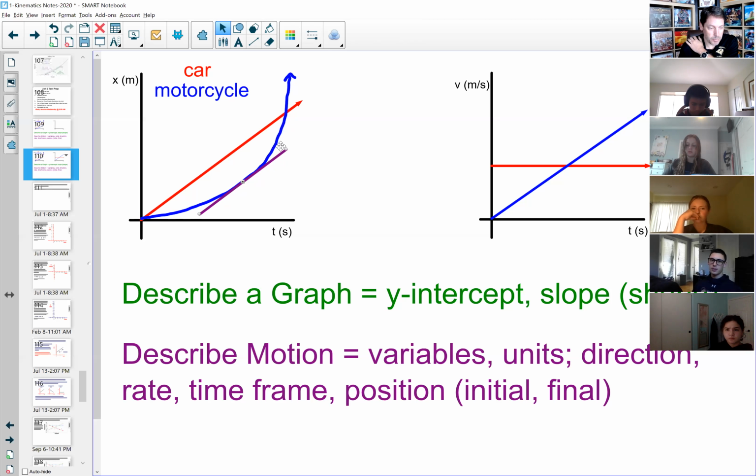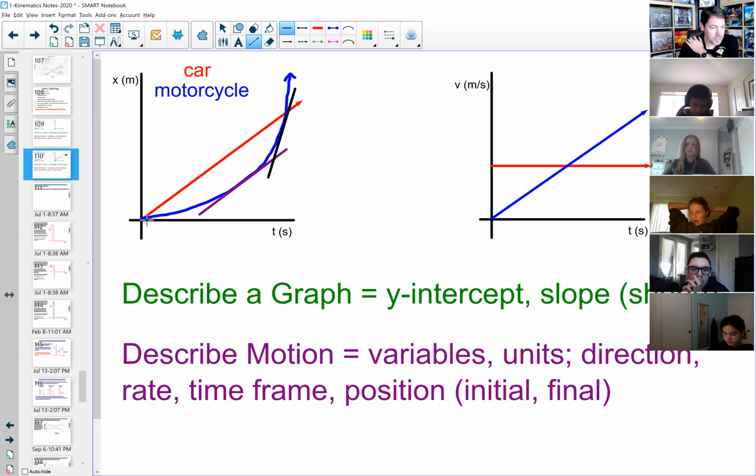If I drew a tangent up here, that would tell me the slope there, right? Velocity would be greater than the car's. So if I draw a couple of tangents on here, a couple more. If I draw a tangent there, that's the slope of the motorcycle at roughly this point, right? And it's a much steeper slope than the car right now.